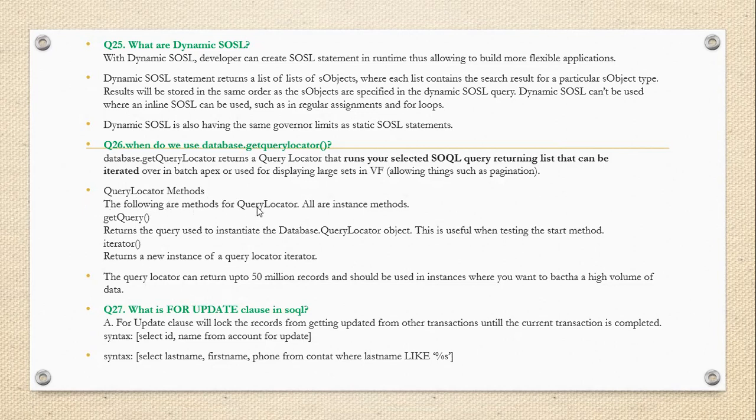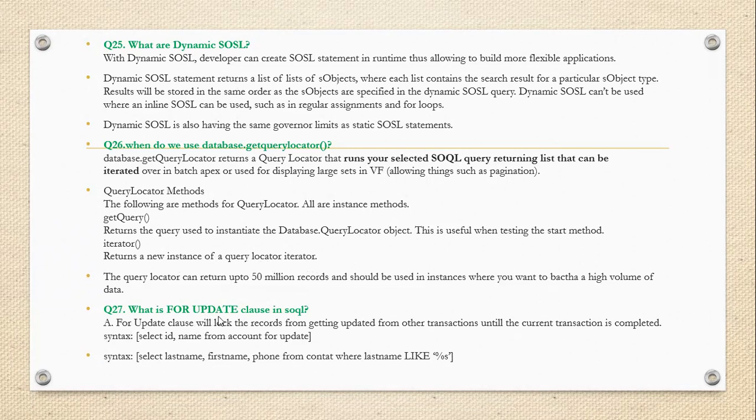The following are the instance methods for query locators. getQuery returns the query used to instantiate the Database.QueryLocator object. This is useful when testing the start method, which returns a new instance of the query locator. The query locator can return up to 15 million records, and it should be used instead when you want to batch a higher volume of data.